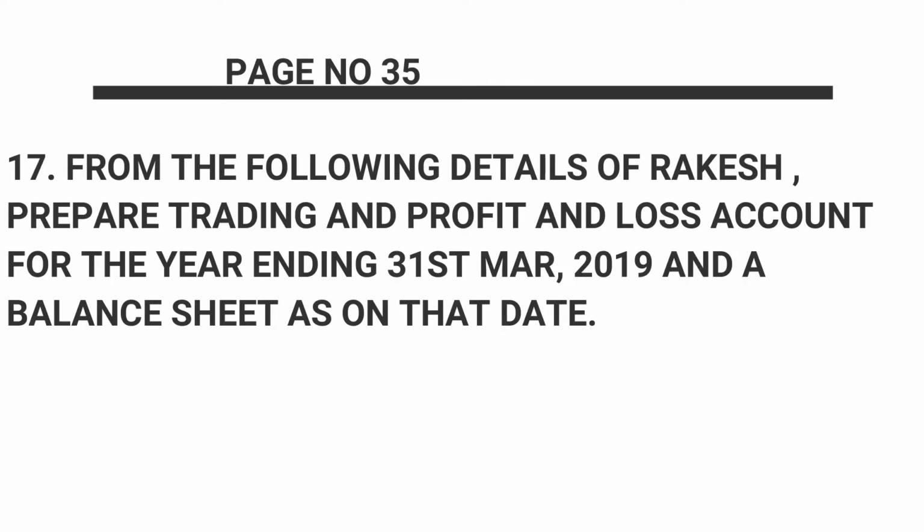Let us take the sum of 17 given in the page number 35. Let me read out the sum. From the following details of Rakesh, prepare trading and profit and loss account for the year ended 31st March 2019 and a balance sheet as on that date. Particulars: opening balances are given and closing balances are given.